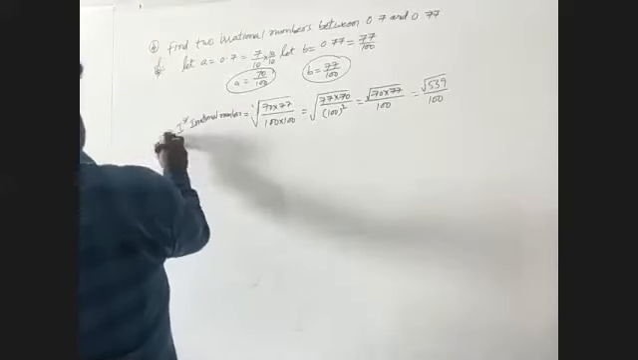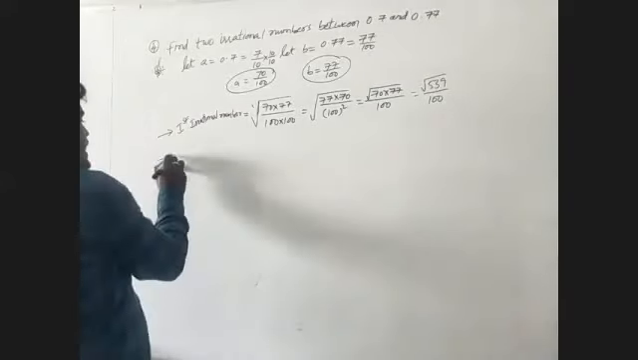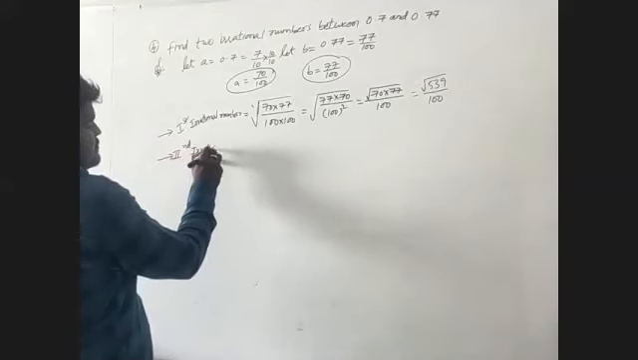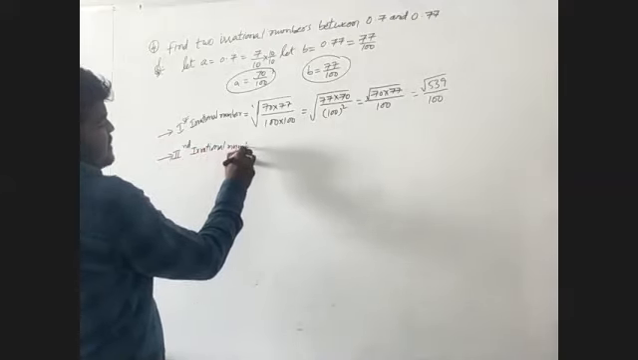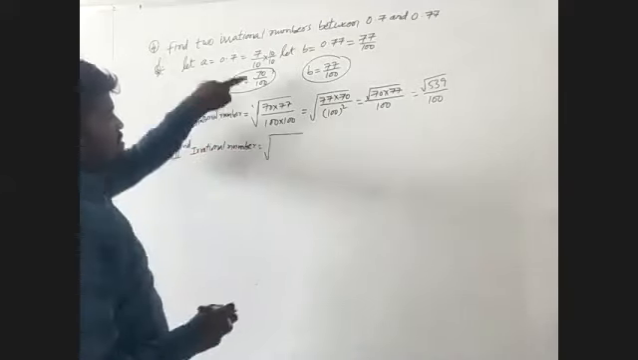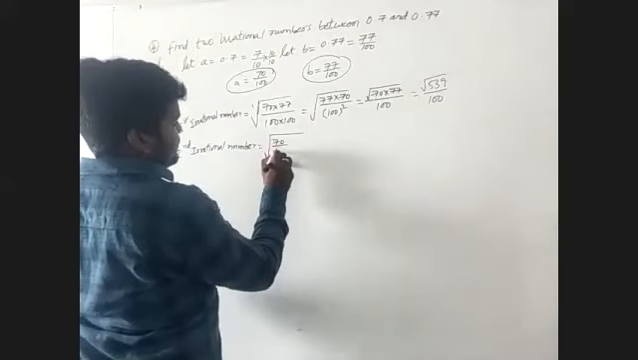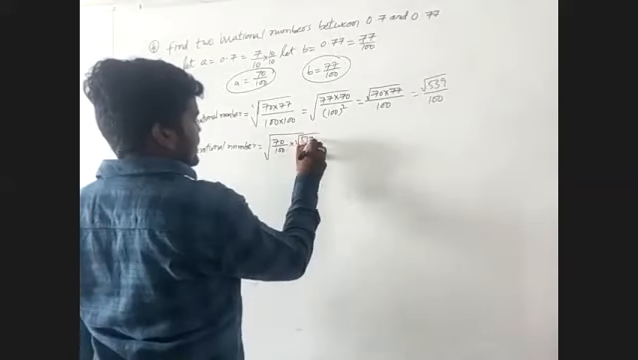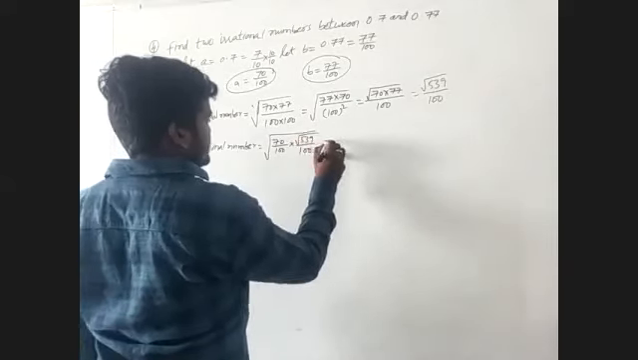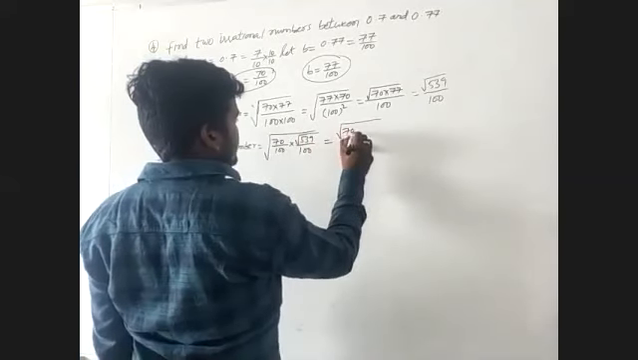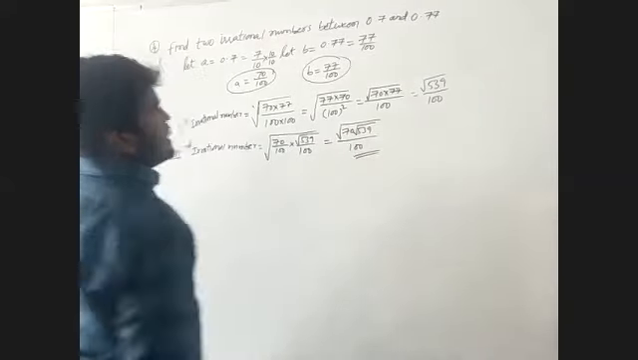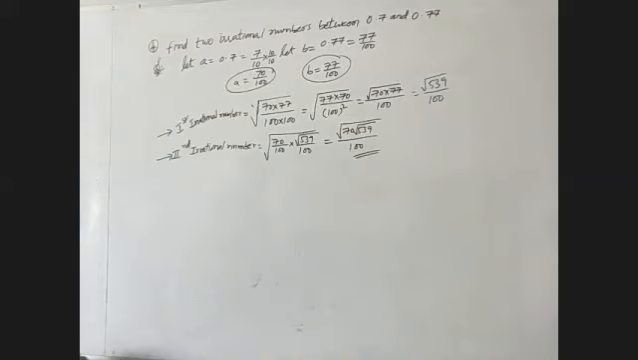How do we write the second irrational number? We take A equal to 70 by 100 and B as root of 539 by 100. That means the value is root of 70 into root of 539 by 100. These are the two irrational numbers between 0.7 and 0.77.